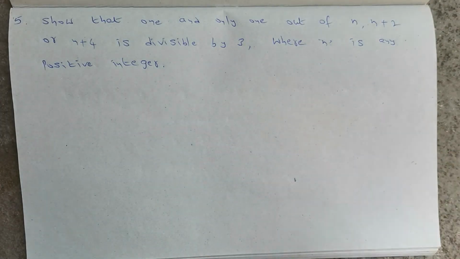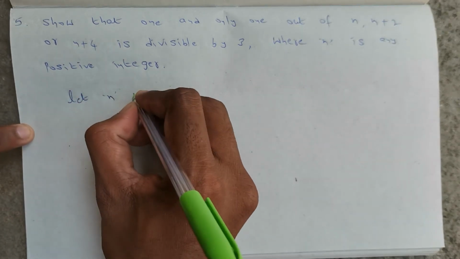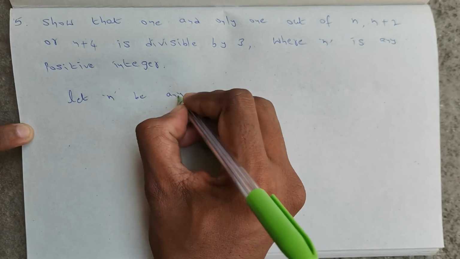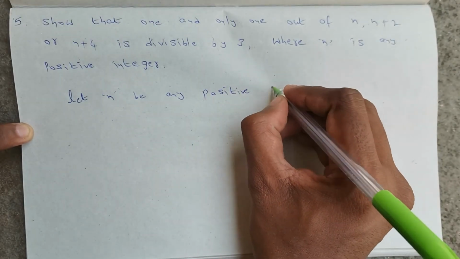Okay, the next question. Show that one and only one out of n, n plus 2 or n plus 4 is divisible by 3, where n is any positive integer. Till now in the previous problems we took let a be any positive integer, but in this case he gave n, so let us take n only. Let n be any positive integer.